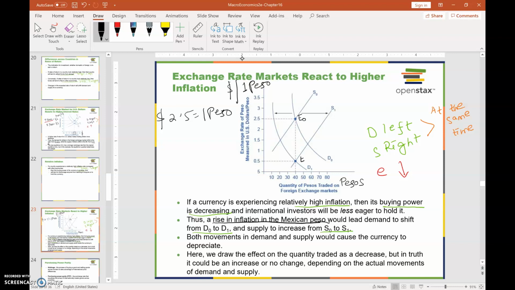We end up with another exchange rate, which is 0.5 dollars equal to 1 peso. Because pesos can buy less of the foreign currency, which is dollars, the exchange rate has gone down. Just remember here the demand curve and the supply curve shift together simultaneously, and the quantity of currency traded in the market stays the same.